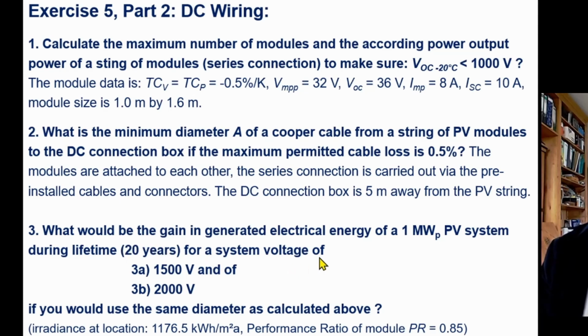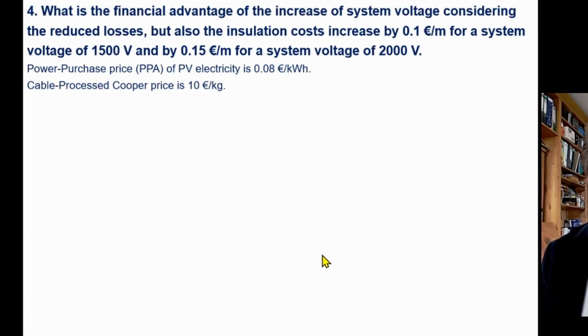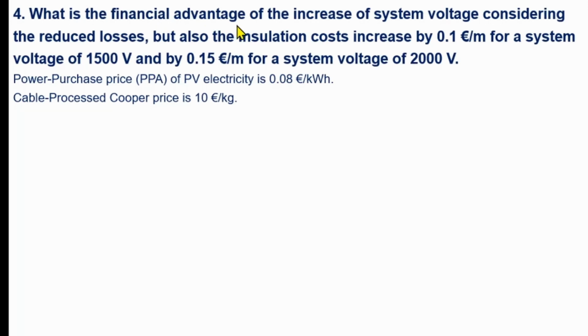And if, instead of 1000 volts, you would change the system voltage to 1500 volts or even to 2000 volts, sure, you have to consider higher insulation costs, but you can consider less copper losses, or even less copper for your wiring and so on. So this should be calculated. Here's the financial advantage: what would this bring if you consider the higher costs for the cable, for the insulation of the cable, but less cost for the copper and so on?